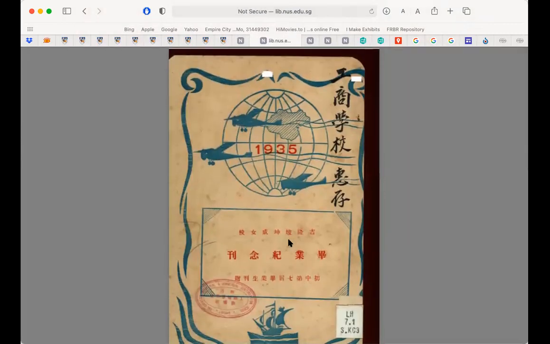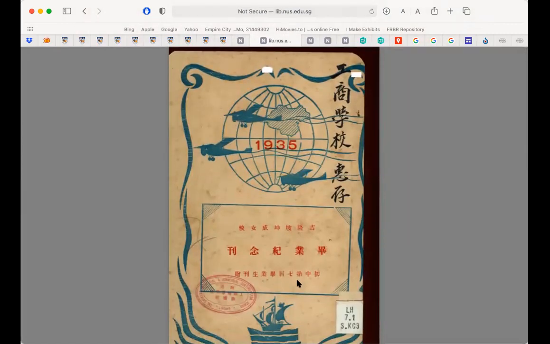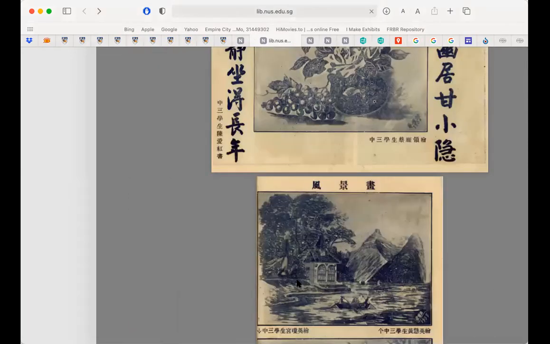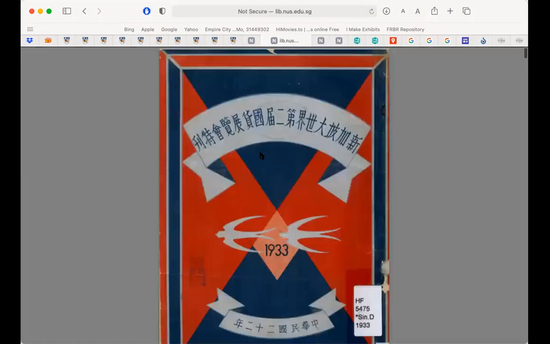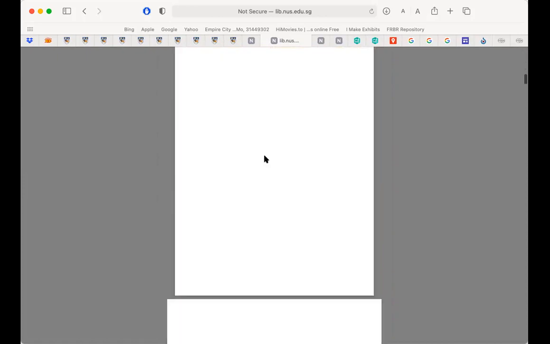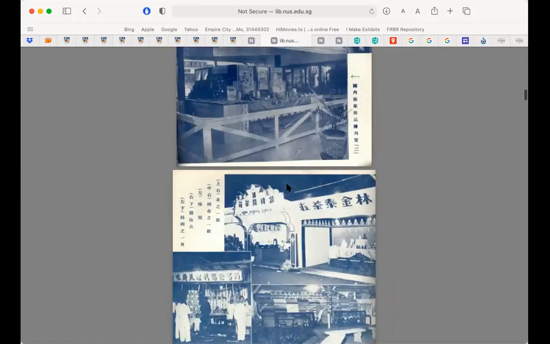You know, they have things like 公务学校 books. There are a lot of very interesting photographs. But what's interesting is also all the 国展 exhibitions. The catalogs are amazing, right?